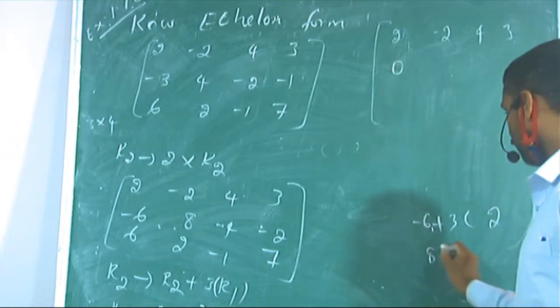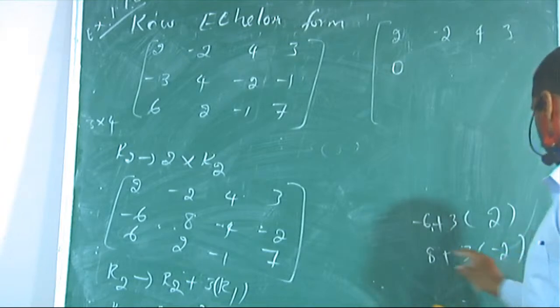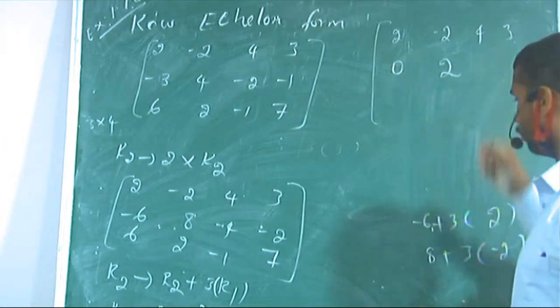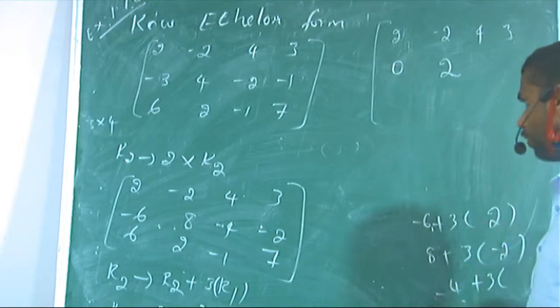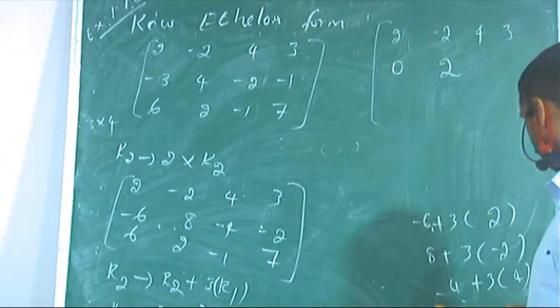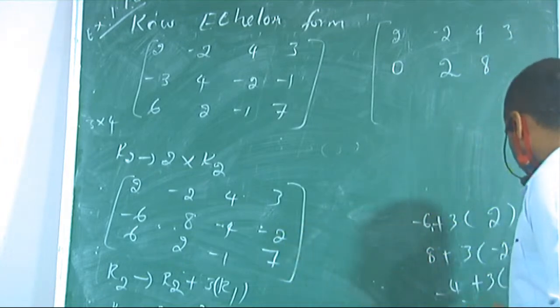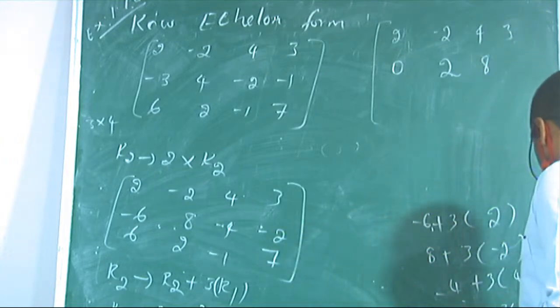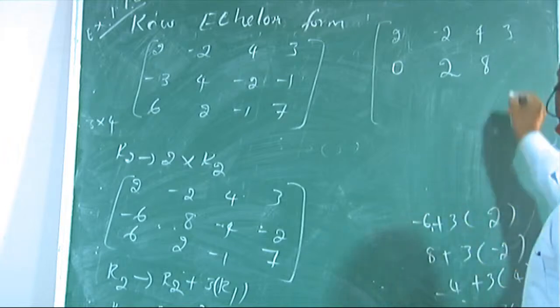Next term, 8 plus 3 into minus 2. So 8 minus 6 is equal to positive 2. Next term, minus 4 plus 3 into minus 4 plus 12, which means positive 8. There is 8. Next term, minus 2 plus 3 into 3. So minus 2 plus 9 is equal to positive 7.